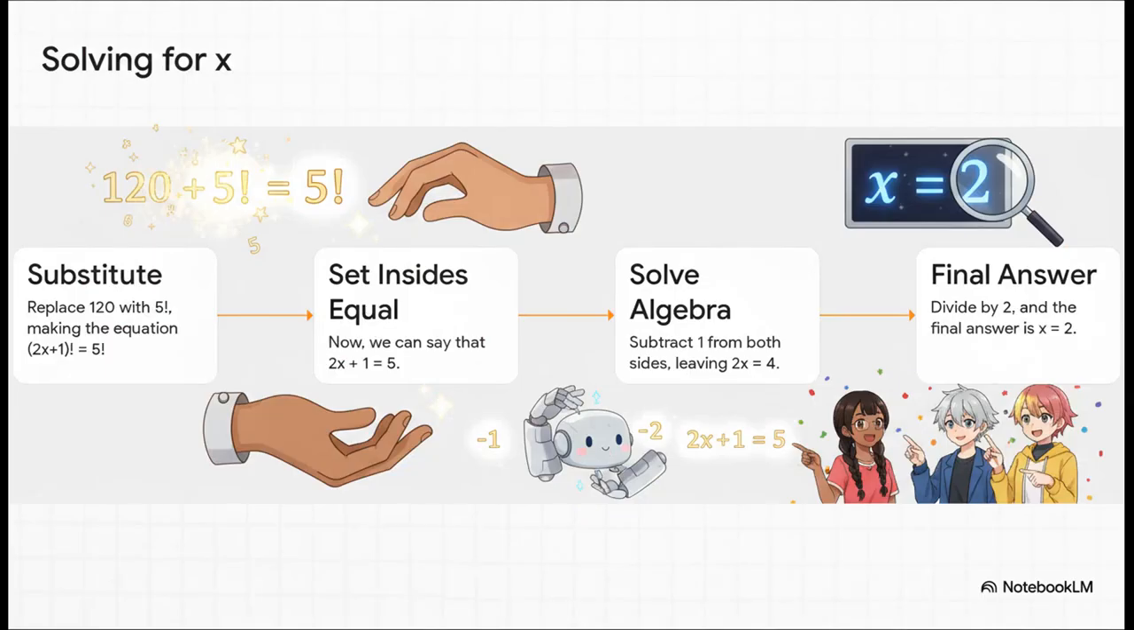So, watch how this just flows together. First, we replace the 120 with 5 factorial. Now, if the factorial of one thing equals the factorial of another thing, it means the stuff inside has to be equal too, so 2x plus 1 must equal 5. And from there, it's just basic algebra we all know how to do. Subtract 1, divide by 2, and you get your answer. X equals 2. And just like that, we've cracked it.